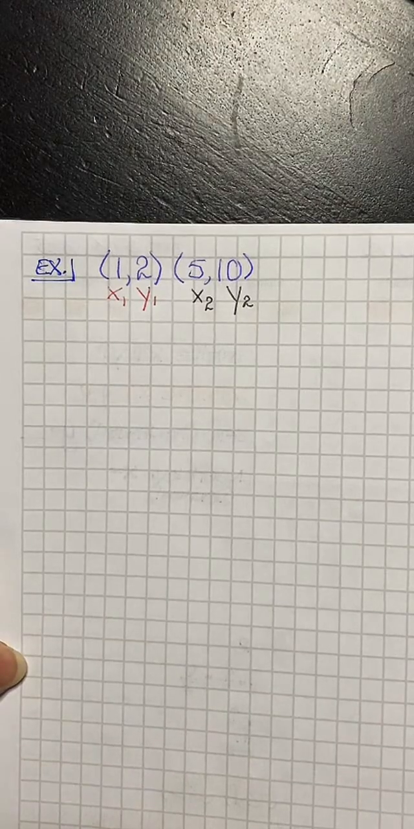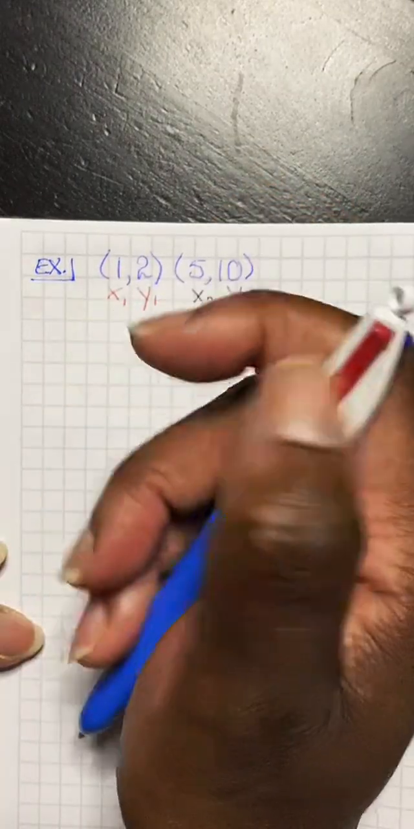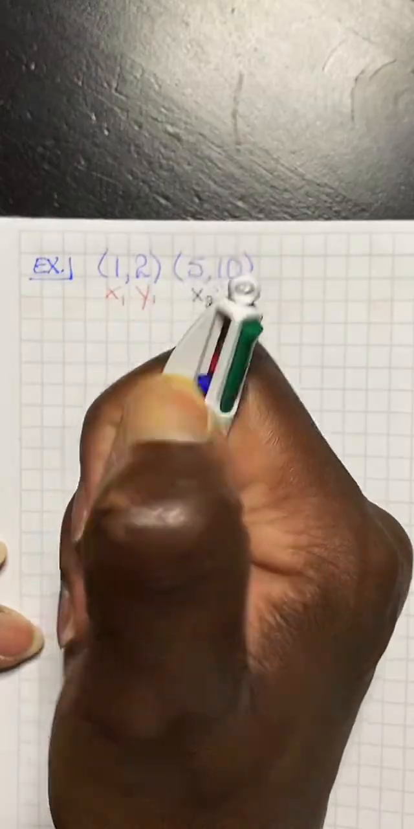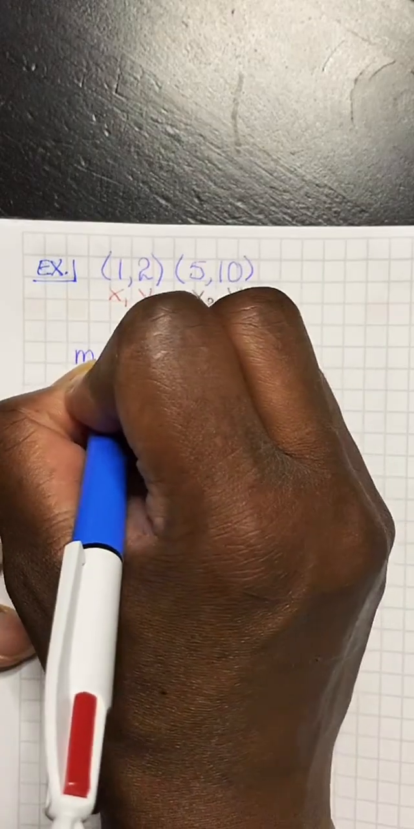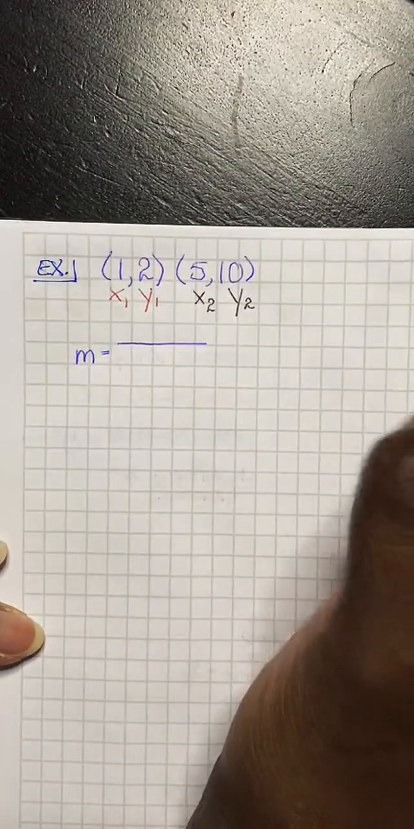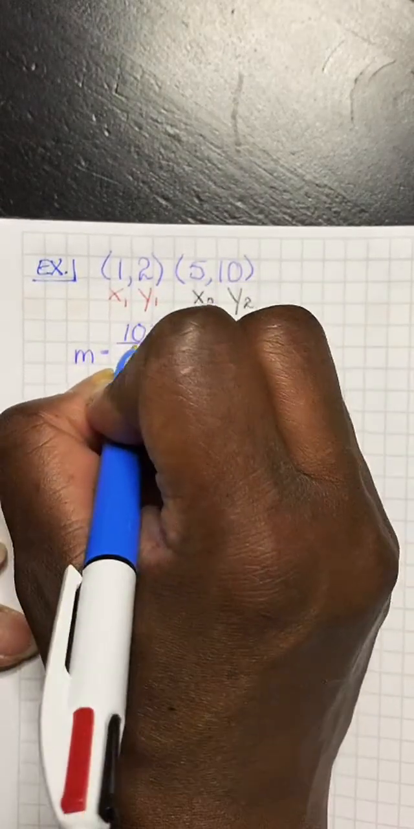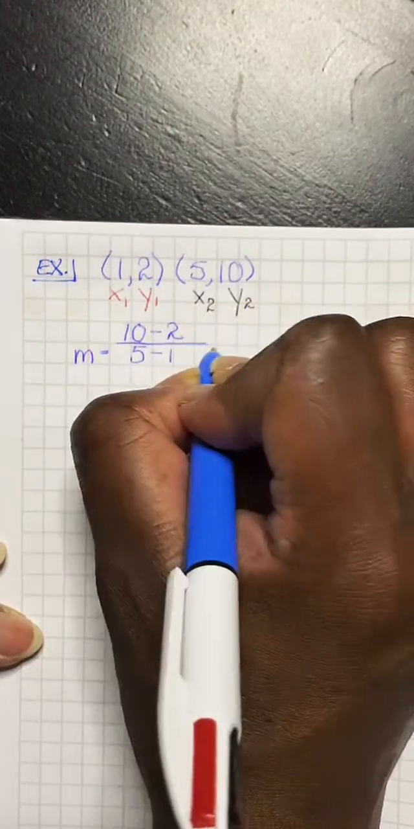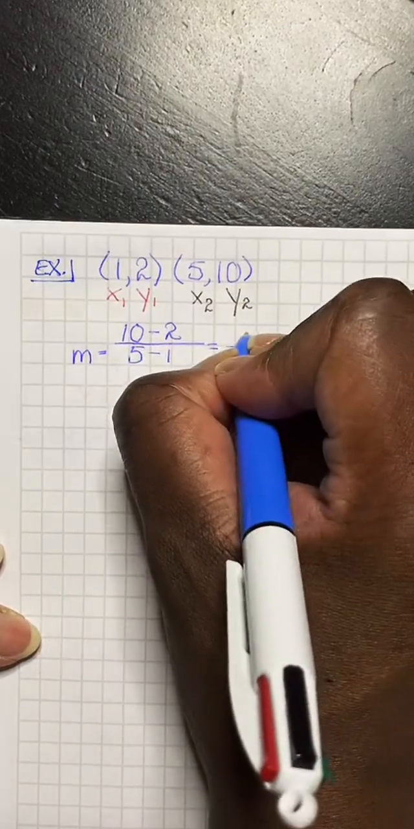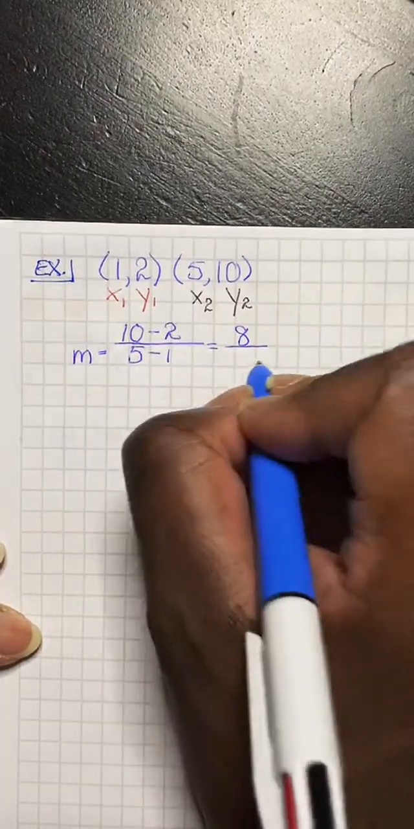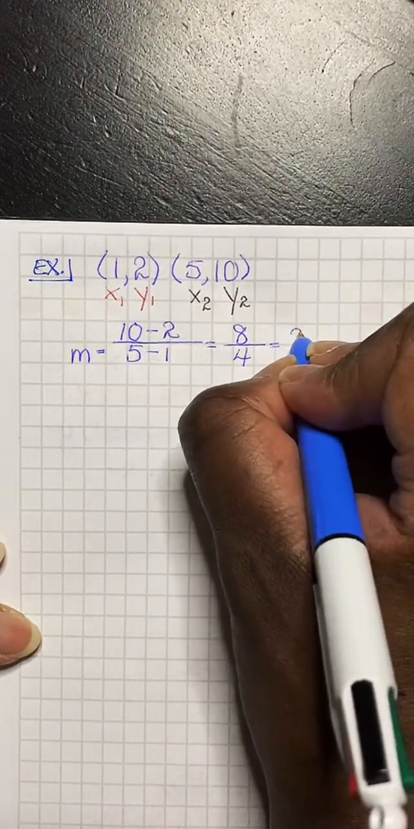All right. So let's take a look. If we want our slope, we have our change of y's over the change of x's. So for my 10 minus 2's and my 5 minus 1's, we can switch it up. 10 minus 2 gives me 8. 5 minus 1 gives me 4. And 8 divided by 4 gives me 2.